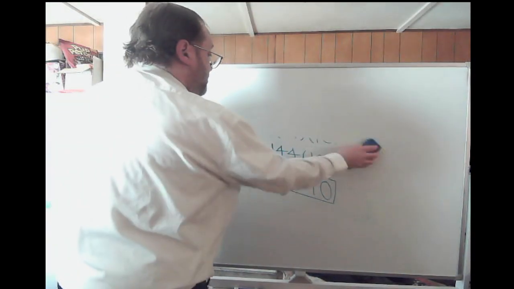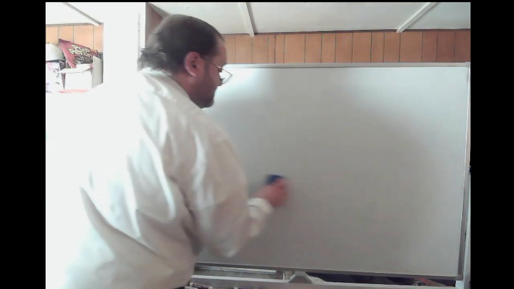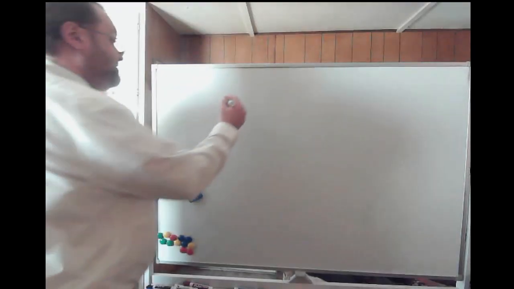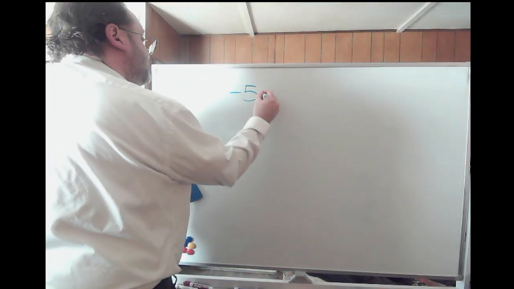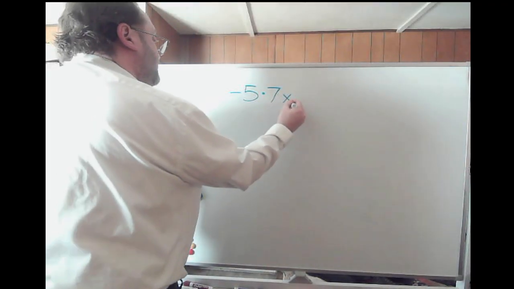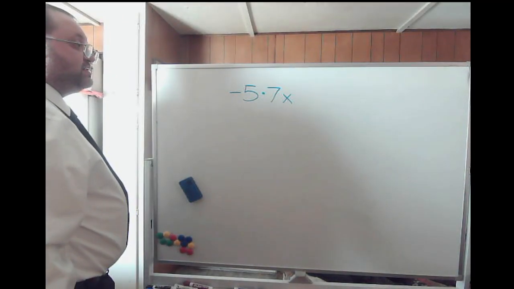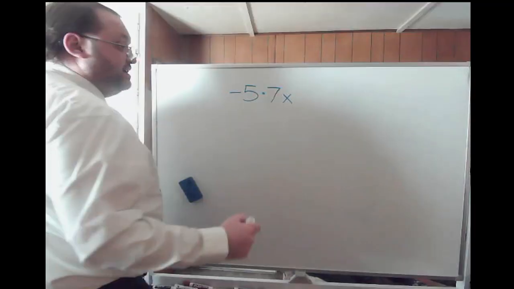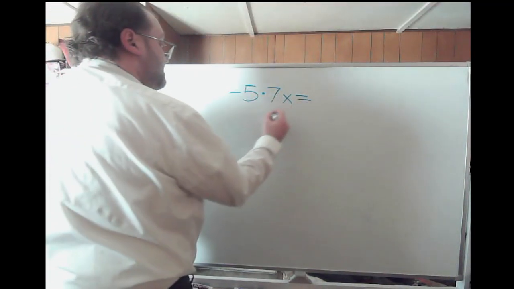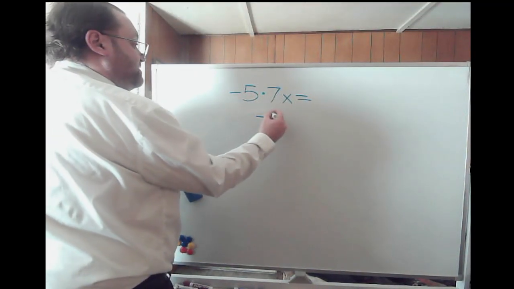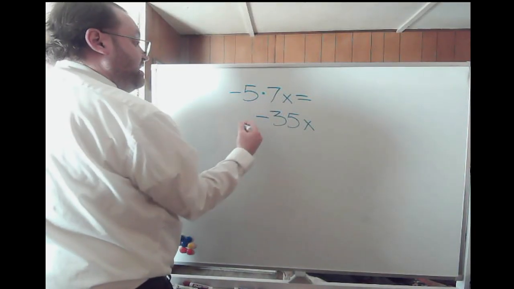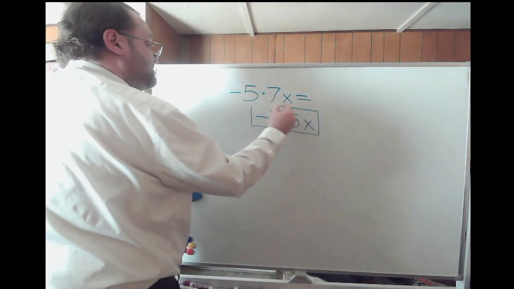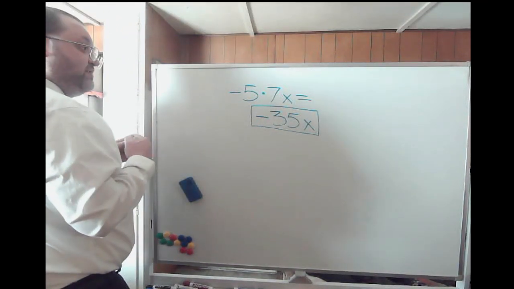Alright, now I said we'd throw in a few variable expressions with this, so let's do so. Say you have something like negative 5 times 7x. Well, you have a negative times a positive, so you're going to get a negative. 5 times 7, that's 35. Then times x, you'll just get negative 35x. The x just kind of goes along for the ride.